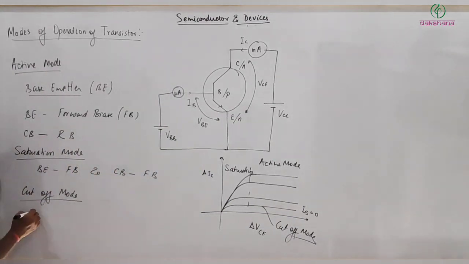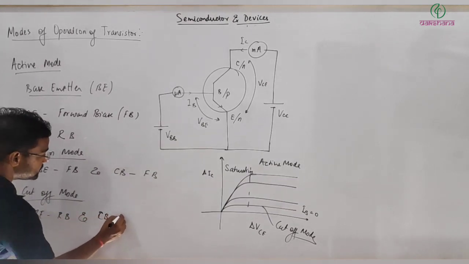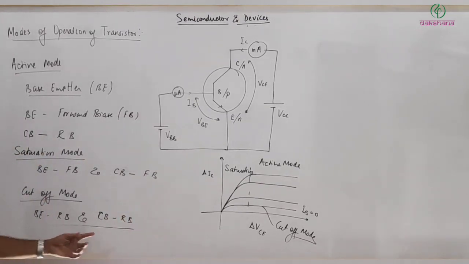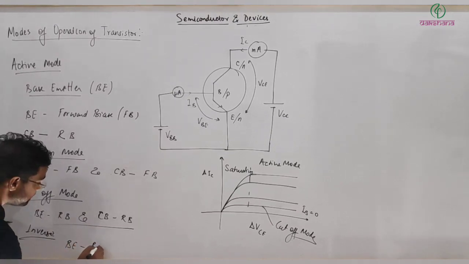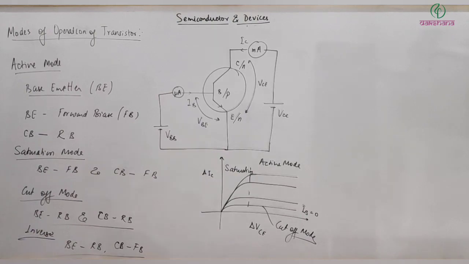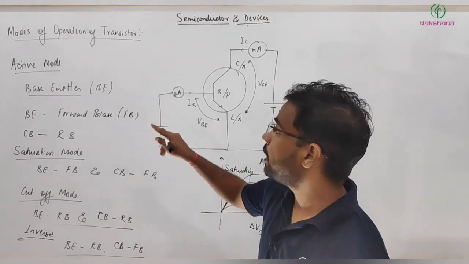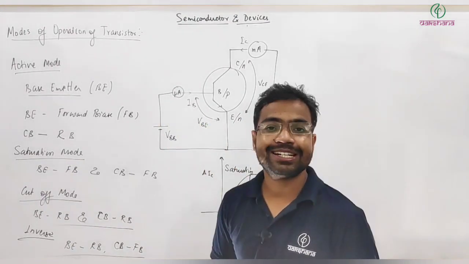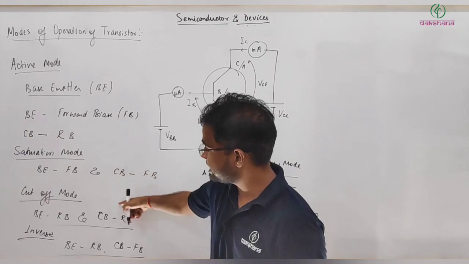In cutoff mode, both the base emitter junction and the collector base junction are reverse biased. When both are reverse biased, it will be in cutoff mode. Another is inverse mode. Inverse mode is sort of the inverse of saturation mode: the base emitter junction is reverse biased, and the collector base junction is forward biased. So these are the four different modes of operation of a transistor. As I told, for using the transistor as an amplifier, we operate it in active mode. As a switch, we operate it in saturation and cutoff mode.